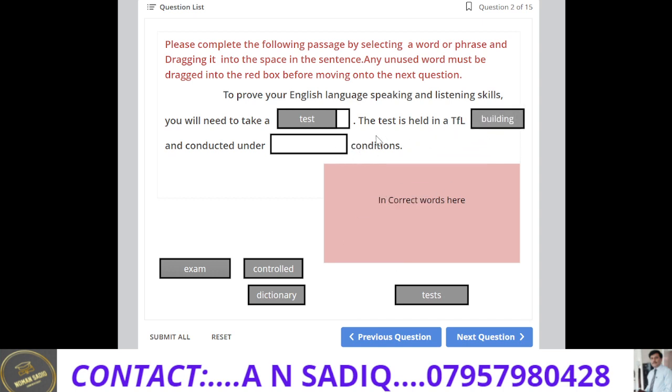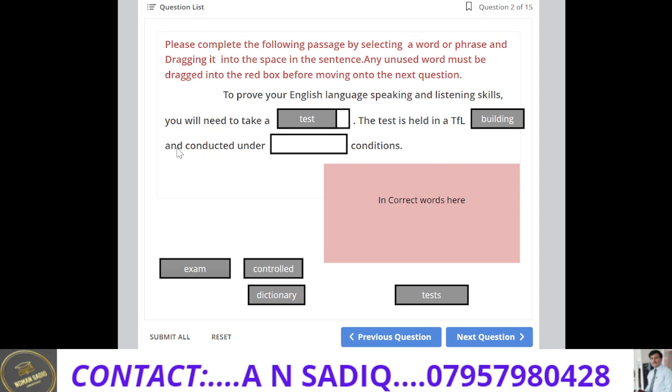Again, a very important thing to remember is in the first gap it was test. It was not tests. So we have ruled out tests here. The reason is it says you will need to take a test. So a means he's talking about one test. So it could not be tests because this is the plural. So here we have to use the singular one because there is a letter A before this test. A means only one. So test is one, tests is more than one. So we will not be using tests here. So be careful about singular and plural words.